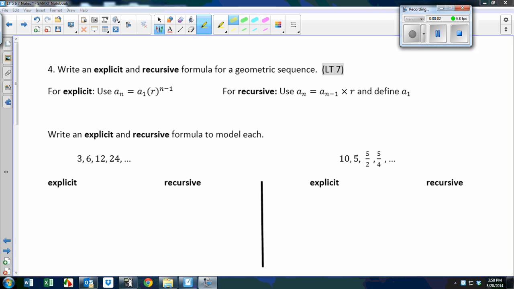All right, this video is for learning target 7. It's a continuation of the 5 and 6. We actually learned all 3 of these targets, 5, 6, and 7, in the same day. But learning target 7 is writing an explicit and recursive formula for geometric sequences. We did something similar to this in learning target 4, where we wrote explicit and recursive formulas for arithmetic sequences.